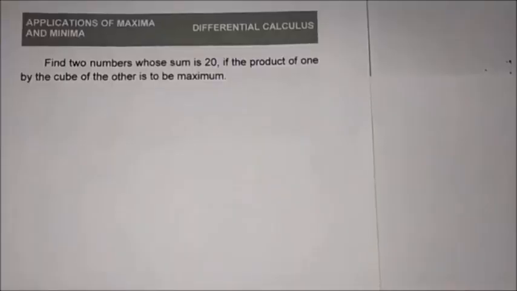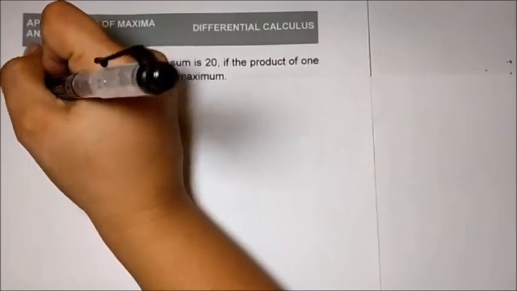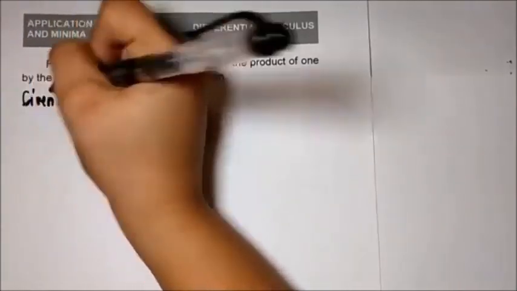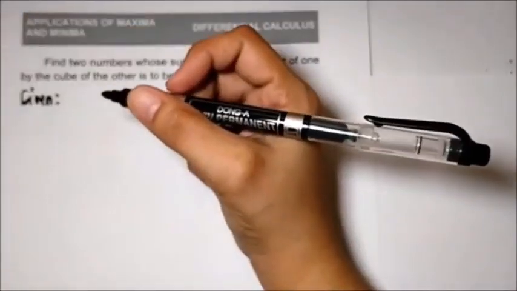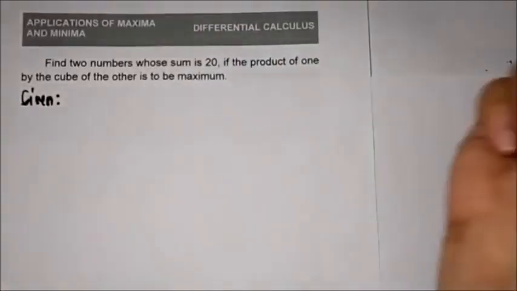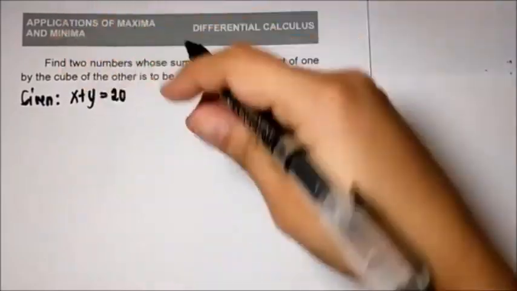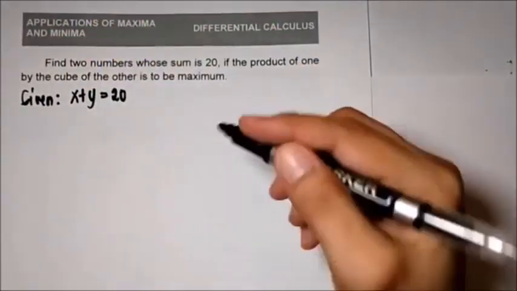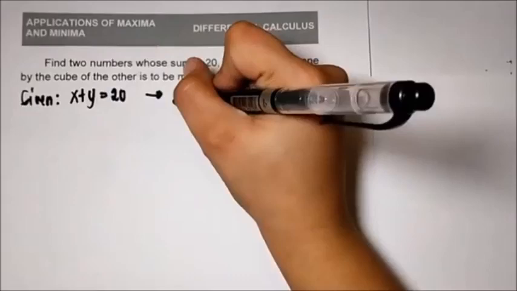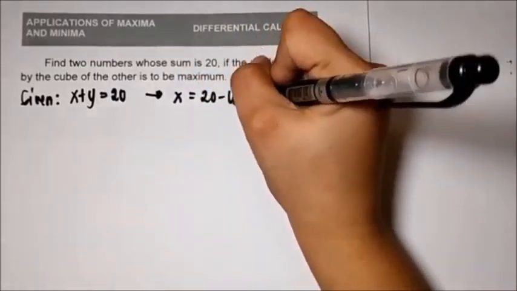Find two numbers whose sum is 20 if the product of one by the cube of the other is to be maximum. So let's now write the given. We have two numbers, so that would be x and y, and their sum is 20. So x plus y equals 20. From this, we can get the value of x: x is equal to 20 minus y.